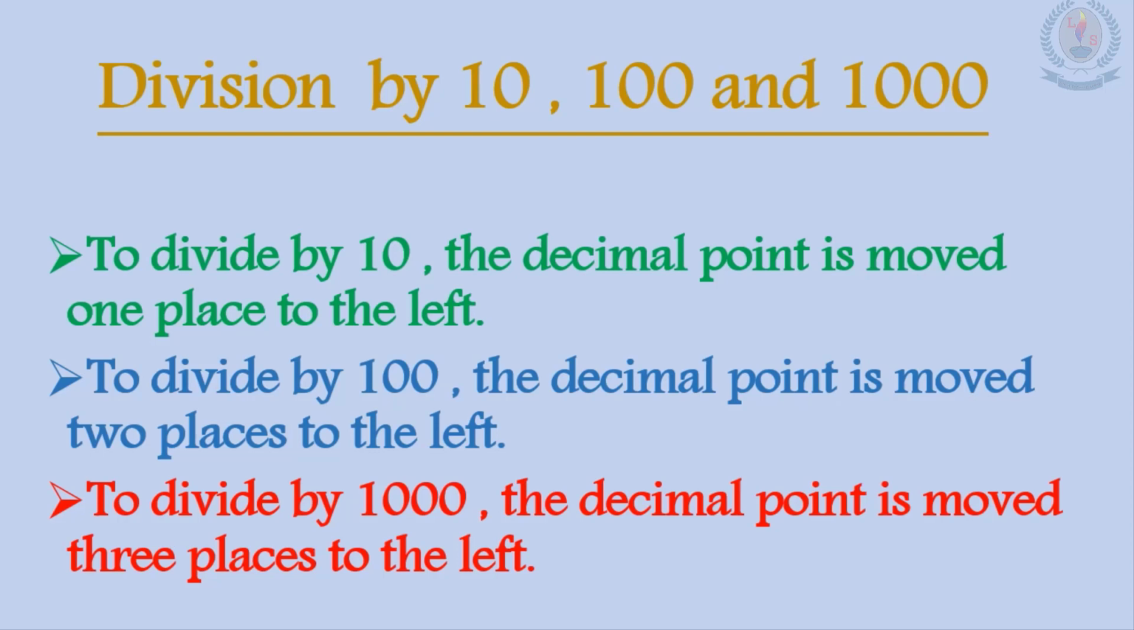In decimal multiplication, if we have to multiply by 10, what we have to do? We have to take the decimal place to right hand side by 1 digit.